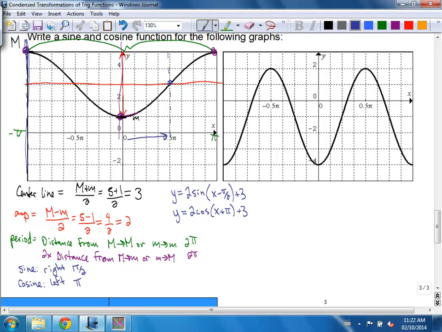So I'll ask you to do the same thing with the next graph and see if you can come up with 2 functions. Again, phase shift, there are many possibilities. But 2 functions, one sine, one cosine, that would graph the given picture.